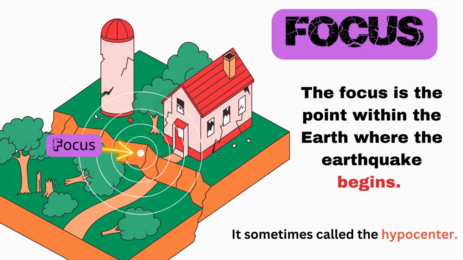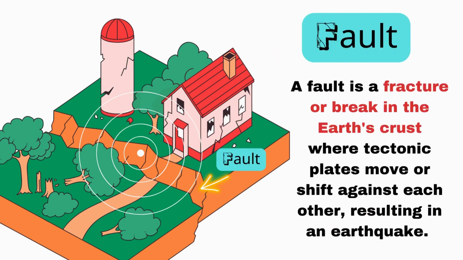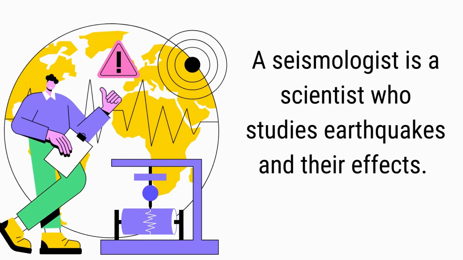The focus is the point within the Earth where the earthquake begins. It's sometimes called the hypocenter. The epicenter is the point on the Earth's surface directly above the focus. A fault is a fracture or break in the Earth's crust where tectonic plates move or shift against each other, resulting in an earthquake. Meanwhile, a seismologist is a scientist who studies earthquakes and their effects.